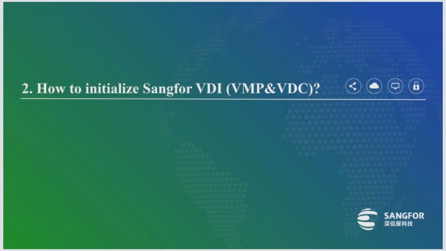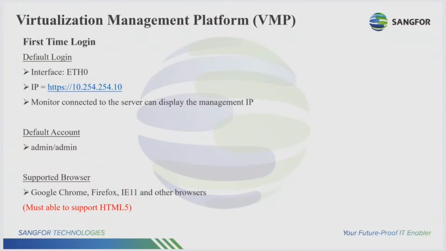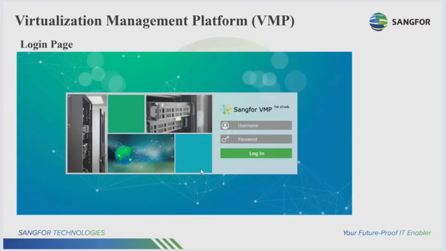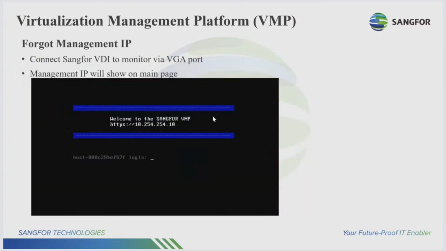Okay, after installation, we start to initialize the configuration. First, log into VMP. This is the default IP and default account. And if you have changed the IP and forgot the new management IP, you can connect the server to a monitor via the VGA port, and the IP will show on the main page. You can see.